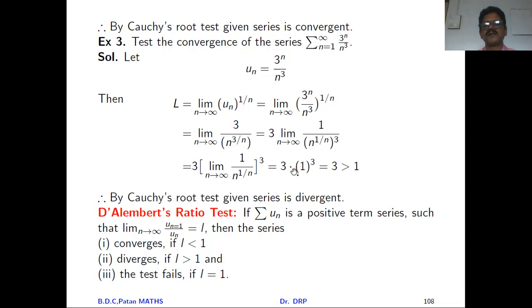So there you will get 3 into 1 raised to 3, which gives 3, and which is greater than 1. And if the limit is greater than 1, then by Cauchy's root test, the given series is said to be divergent.